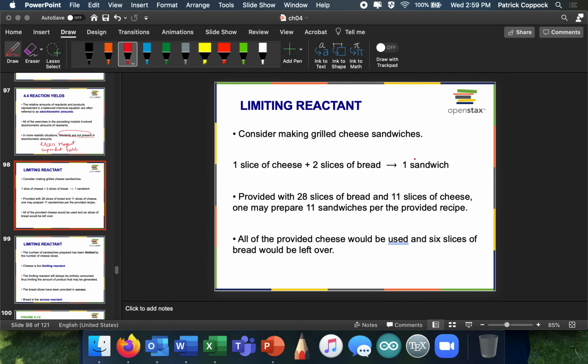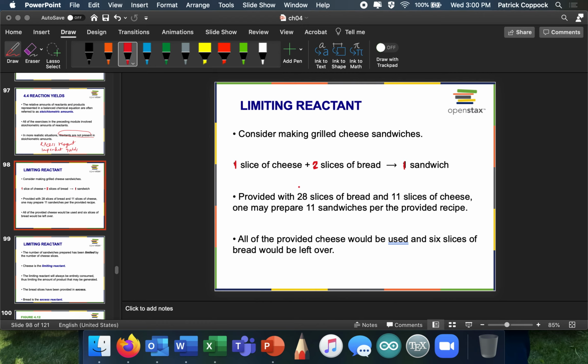So consider you're making grilled cheese sandwiches. Let's have a balanced reaction for that. One slice of cheese, not a very big sandwich. Two slices of bread, I guess that's pretty typical, makes one sandwich, right? So there's our stoichiometric amounts. One slice of cheese, two slices of bread gives one sandwich.